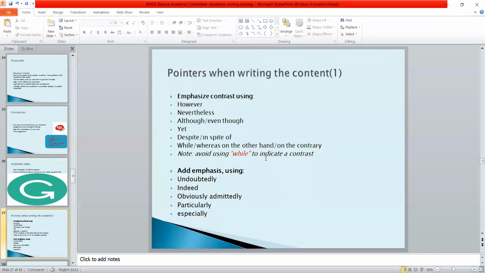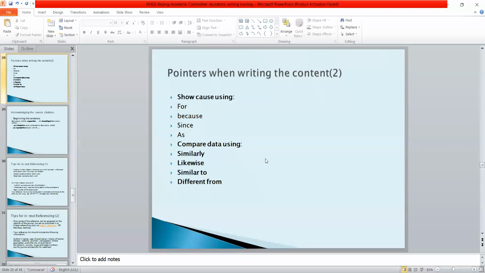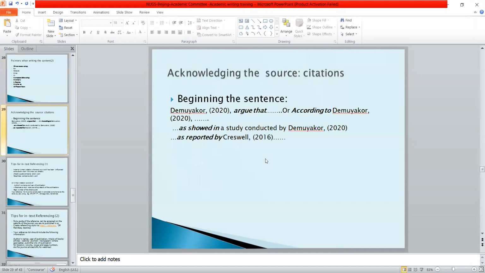When you are writing that manuscript, you must make sure that the language is flowing freely, and as much as possible, you must use all the connectors and the important pointers. Then, to show cause, for instance, you use because and those kinds of words, we are aware of them. Then compare data, especially in the discussion and results aspect. You need to compare data. You use the following: similarly, likewise, and those kinds of words. So let's look at them.